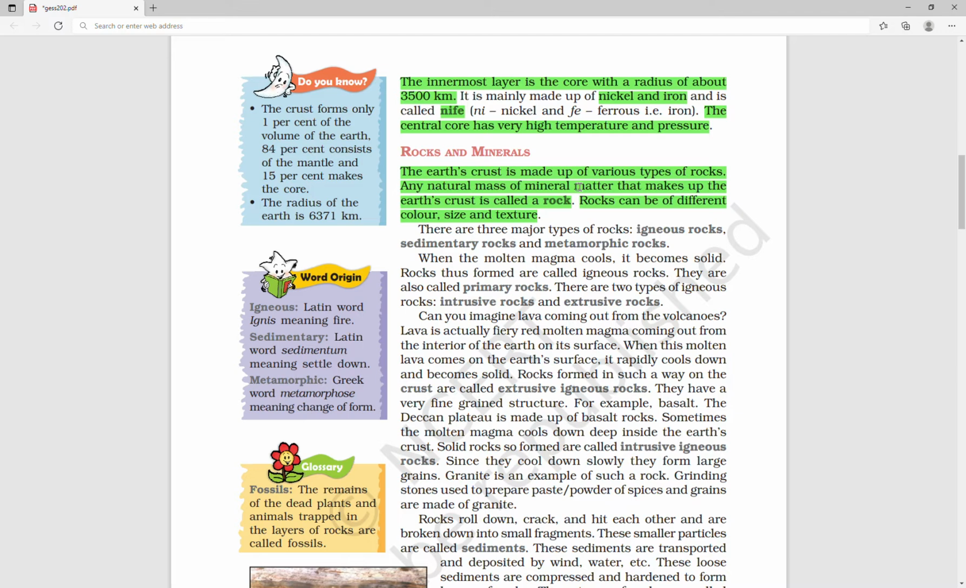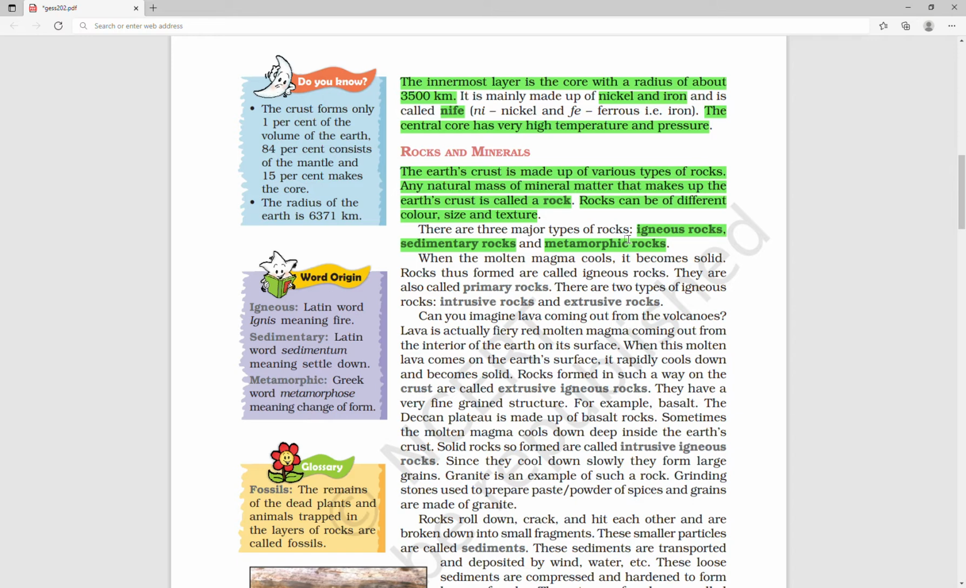There are 3 types of rocks. Major types of rock. They're not simple types, they are major. Means there are many rocks, but these are the major types. They are igneous rocks, sedimentary rocks and metamorphic rocks. These 3 are the major types of rocks. Okay, let's go through that.